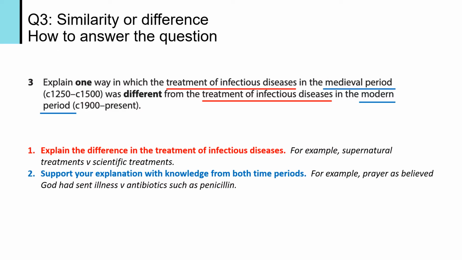So let's return and have a look at our question from the Medicine in Britain paper. We need to explain the difference in the treatment of infectious diseases. For example, supernatural treatments compared to scientific treatments. We need to support our explanation with knowledge from both time periods.